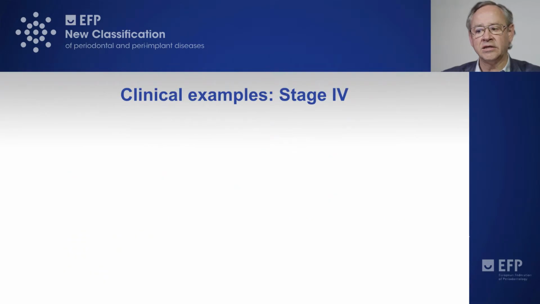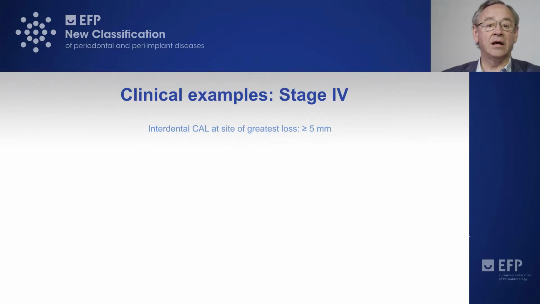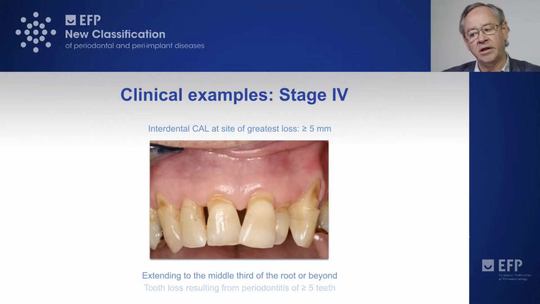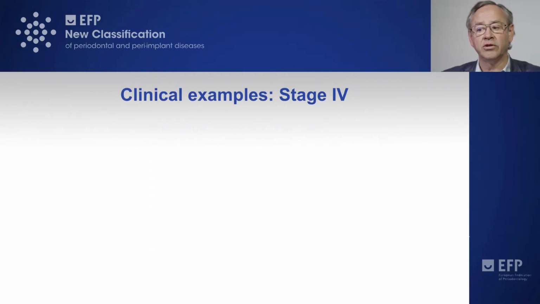Here is a clinical example of stage 4, which in terms of interdental clinical attachment loss is similar to stage 3, that is, presence of CAL loss of more than 3 millimeters, and similarly bone loss extends beyond the middle third of the root, but in this particular situation, stage 4 patients have lost more than 4 teeth due to periodontitis.